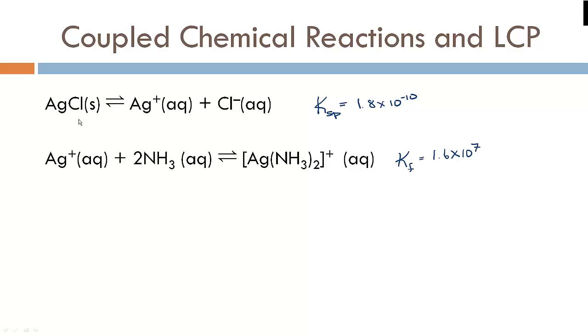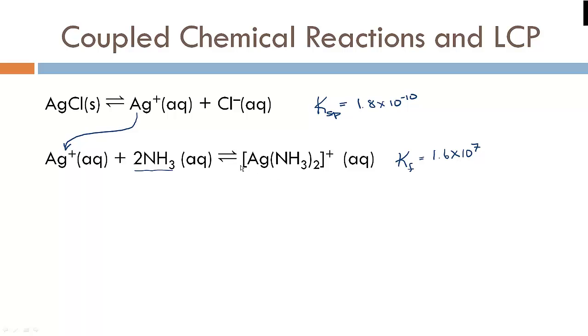So notice what's happening here. Silver chloride is dissolving to form silver ions and chloride ions in water. And if I were to add ammonia to that same solution, the ammonia would begin complexing with the silver ion. These two reactions are coupled by the silver ion, and the ammonia molecule literally pulls the silver out of equilibrium from the silver chloride reaction and forms this complex ion.